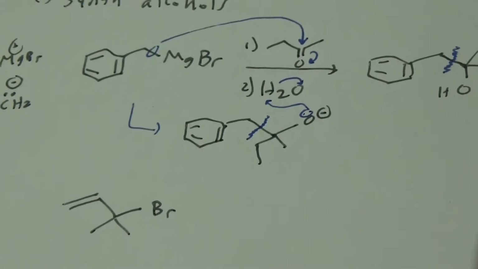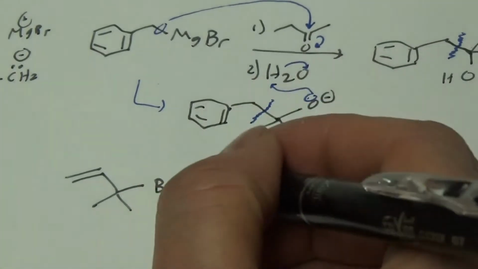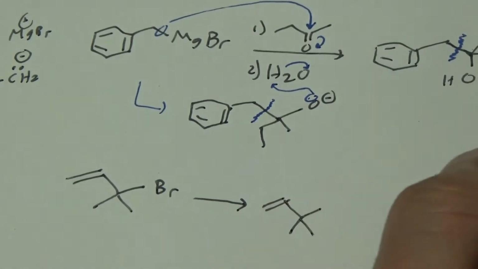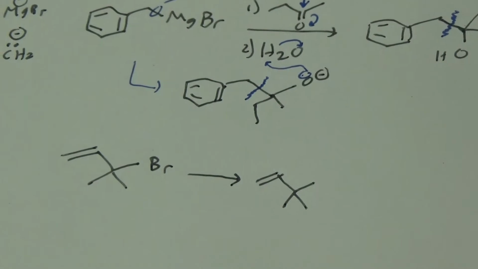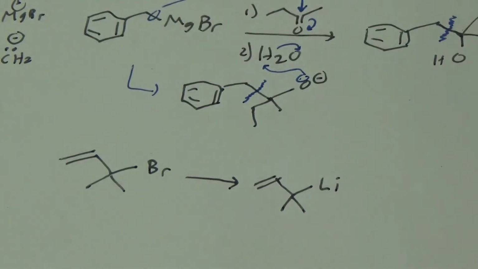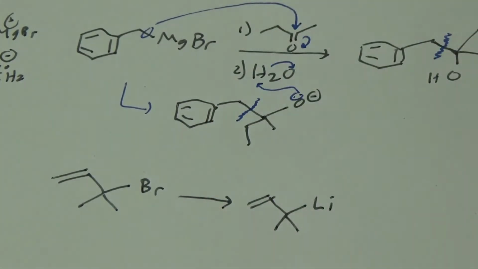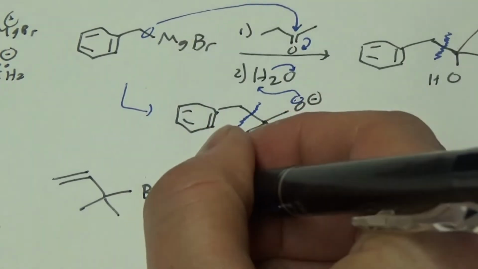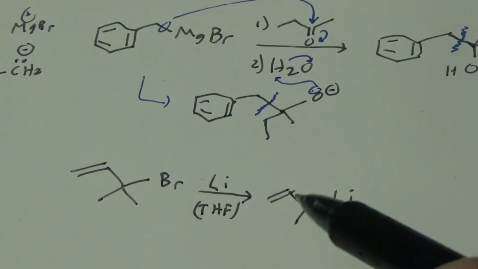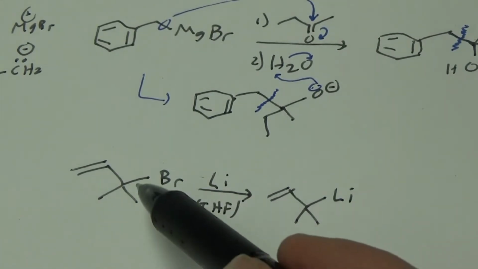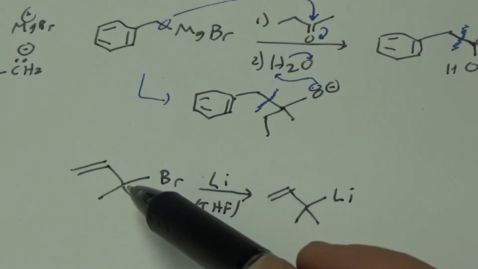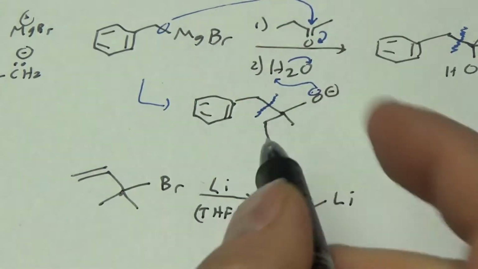I'll just take this molecule. It's a tertiary bromide. How do I convert this? Do I want to make a Grignard or an organolithium? I'll say lithium this time. No big deal. Magnesium, lithium, basically do the same thing. To do that, it's lithium and THF. Remember, that's how you make it. Don't think mechanistically, like this attacks and kicks it off, because that's not what happens. And even if it did, it wouldn't work on a tertiary anyway. So there's no simple mechanism.